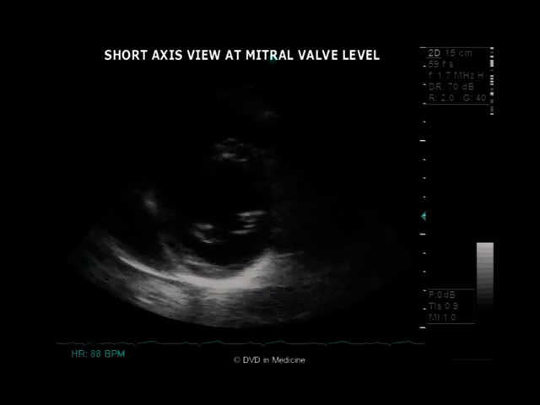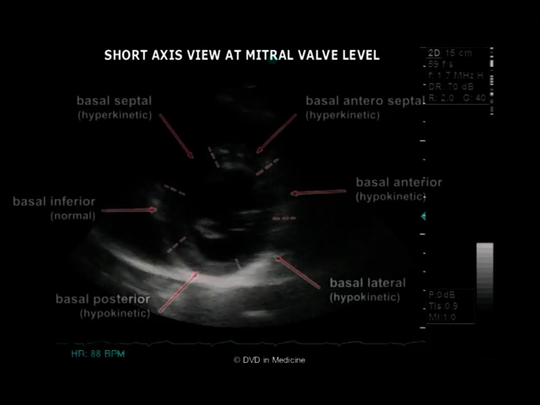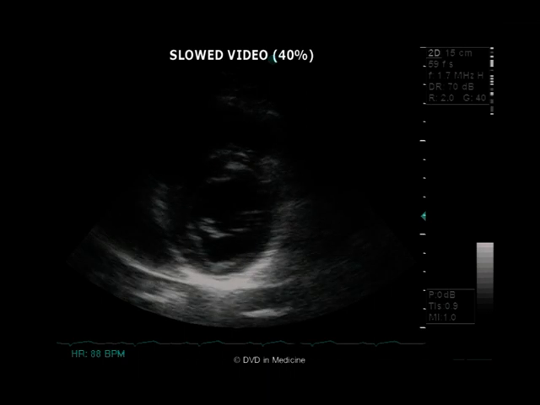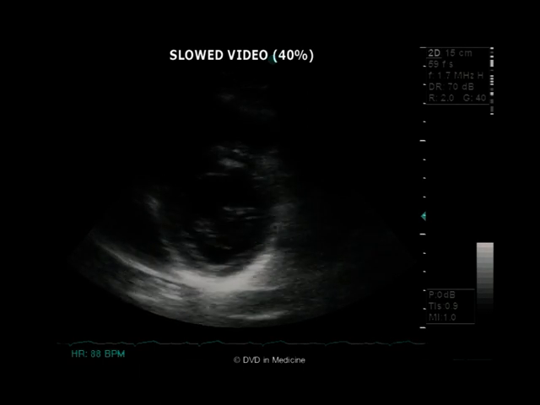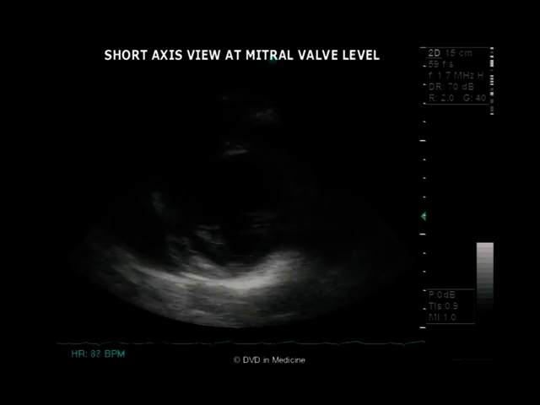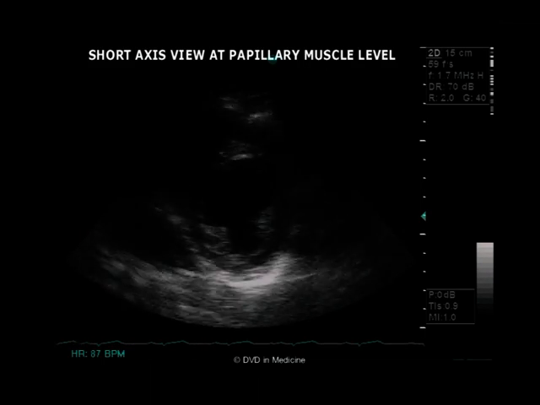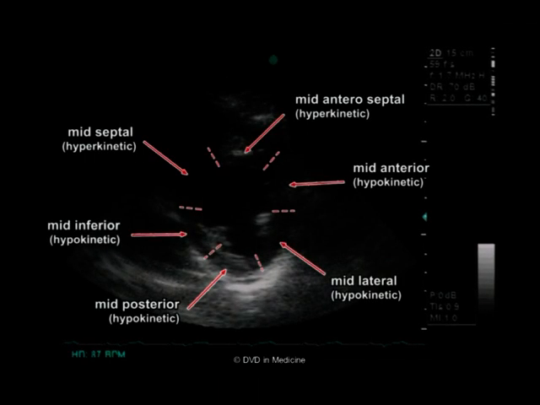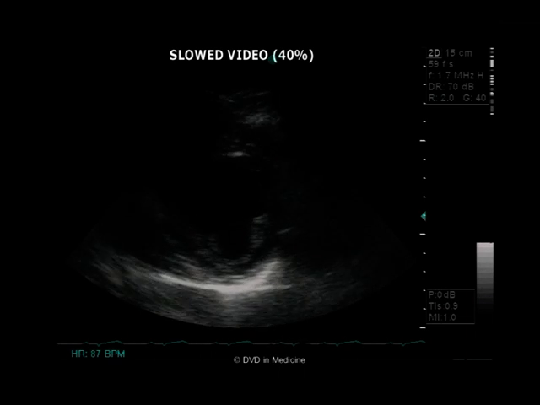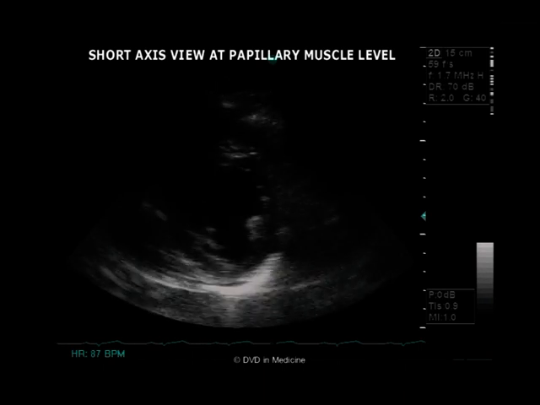The short axis view at the mitral valve level. The wall motion abnormalities are shown in this picture. Slowed video. The left ventricular contractility in real time. The short axis view at papillary muscle level. The wall motion abnormalities are shown in the picture. Slowed video. The left ventricular contractility in real time.